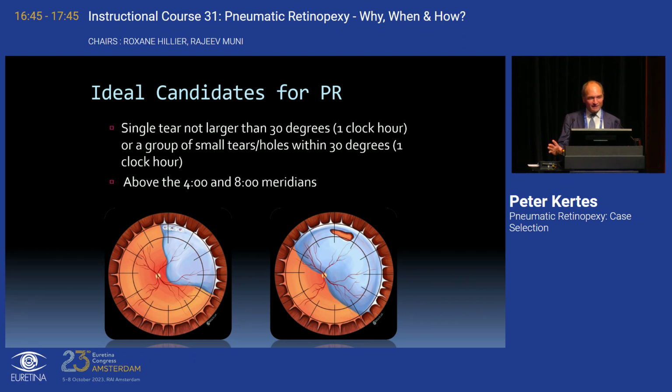years ago. So the ideal candidates are those with a single tear, not greater than 1 clock hour in size, or a group of small tears, all of which are within 30 degrees or 1 clock hour of each other. And the breaks that were responsible for the detachment are above the 4 and 8 o'clock meridians.